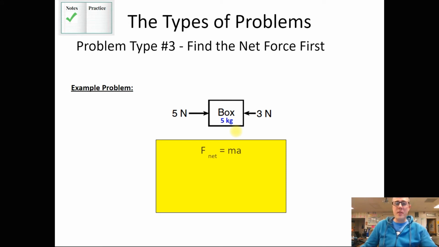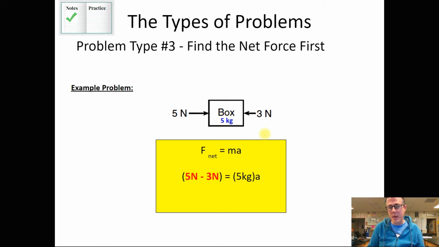Well, we always start with the equation, F net equals ma. And in this equation, they're giving us some of the forces and the mass, but we don't know a. In order to find the net force, remember, you have to add and subtract the forces. So since we have 5 going one way and 3 going the other way, they're opposing each other, we have to do some subtraction, because some of that is going to cancel out. So I always start with the bigger number. So I'm going to start with the 5 newtons and take away the 3 newtons, and I'm left with 2.